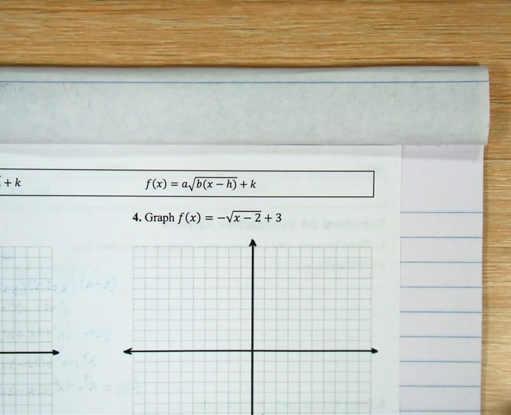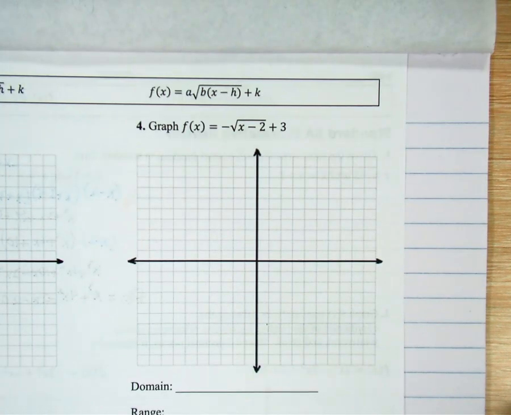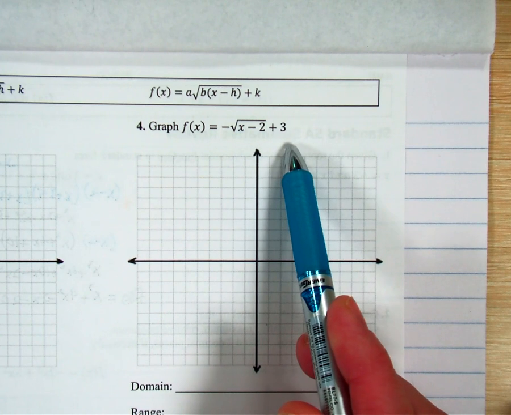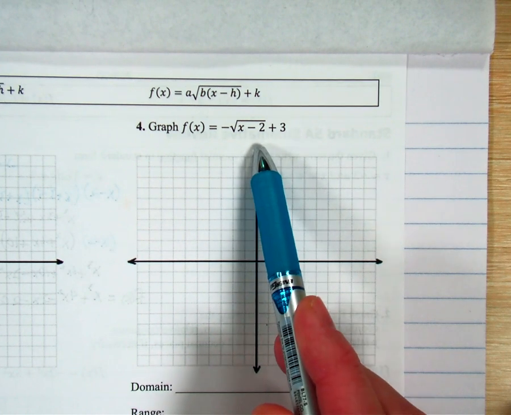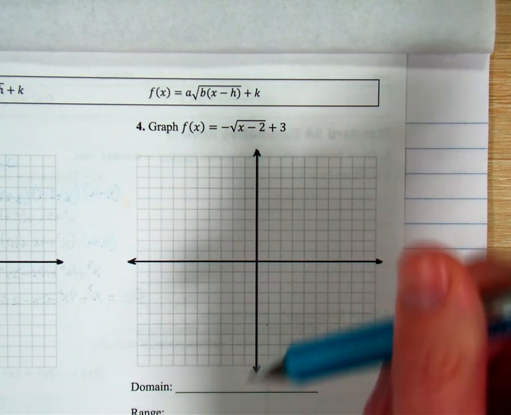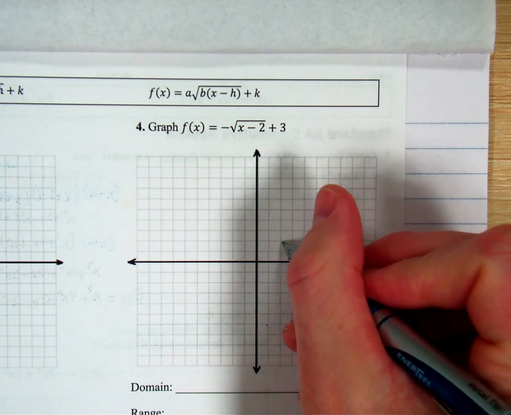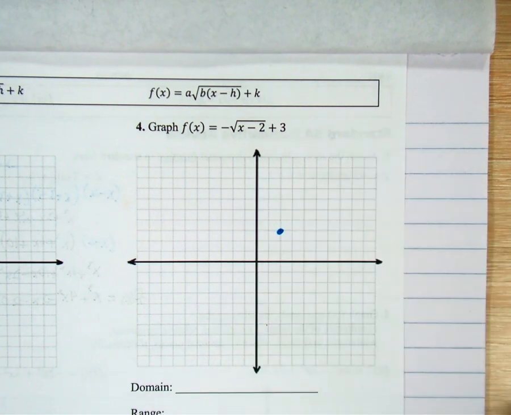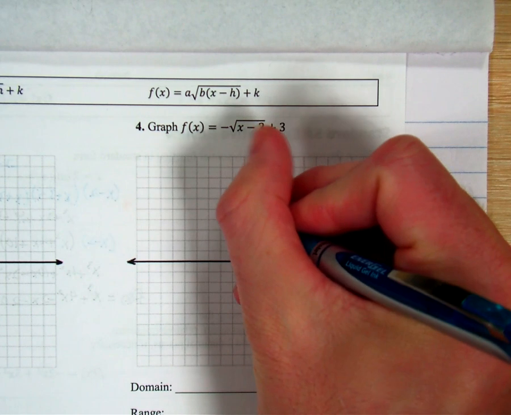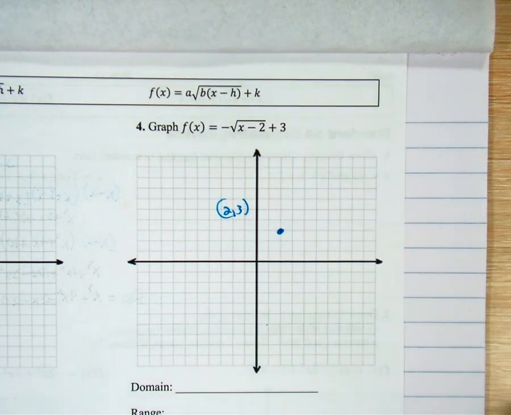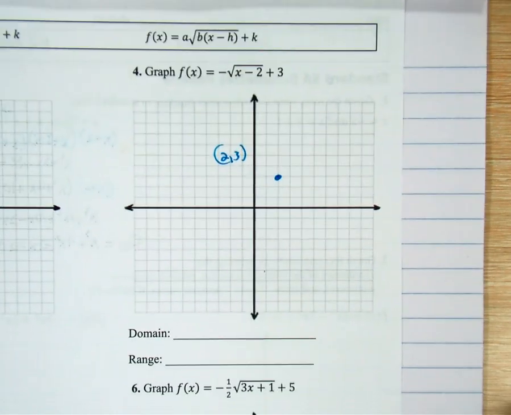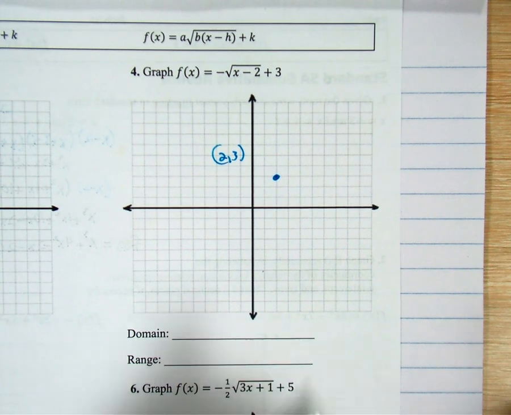All right, graphing these square roots. Remember, insides are opposite, outsides are the same. So this is going to be 2 to the right and 3 up. 1, 2, 1, 2, 3. And we definitely have a start point, and I think it's good to label that start point, because our domain and range is going to be based off that start point.